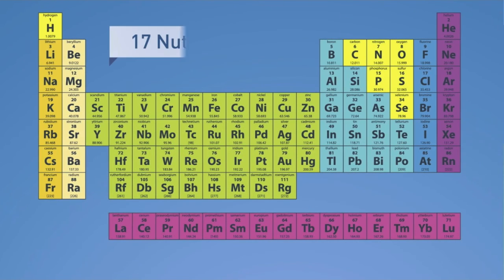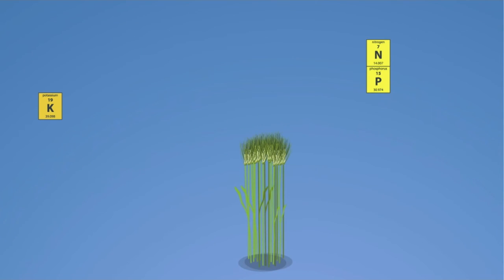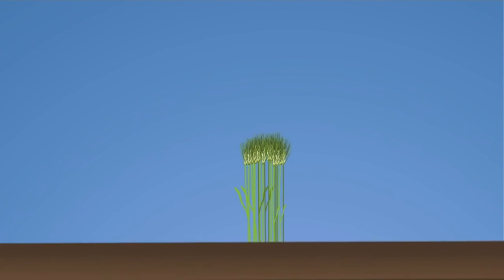Plants require 17 essential nutrients. The primary nutrients are nitrogen, N, phosphorus, P, and potassium, K. Each nutrient does many things for the plant, but the basics are this.